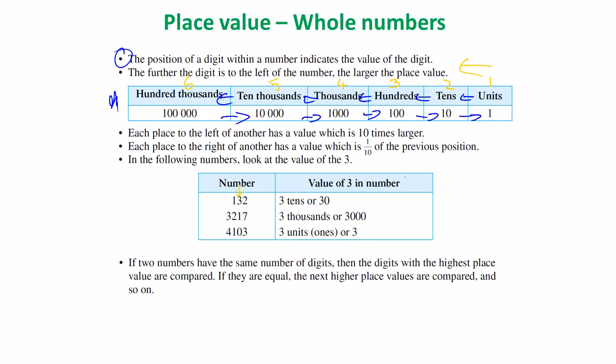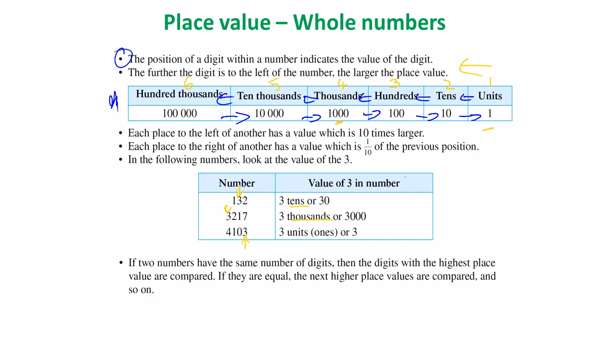That's position 2, so that means it's a 10, so it's 3 tens. We're looking at the 3 again. That's in position 4, so we look at position 4 here. That's the thousands. This is position 1. Position 1 here has the units, so we can just say that's 3 units.